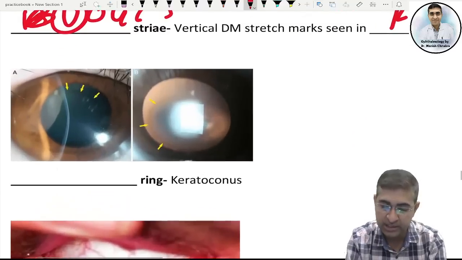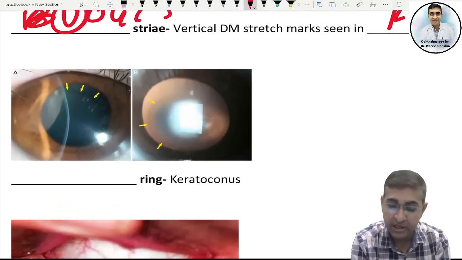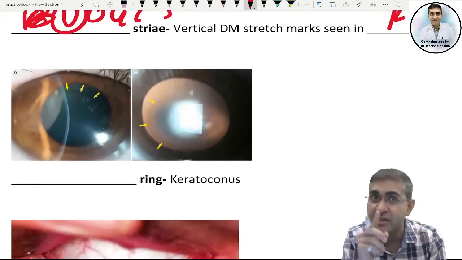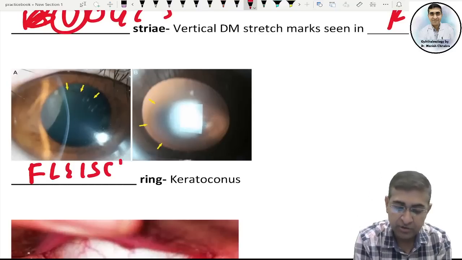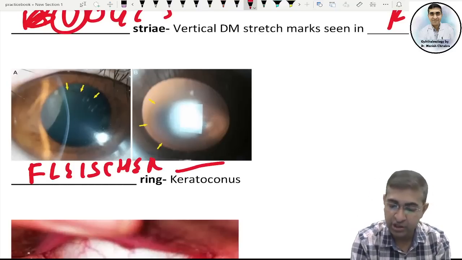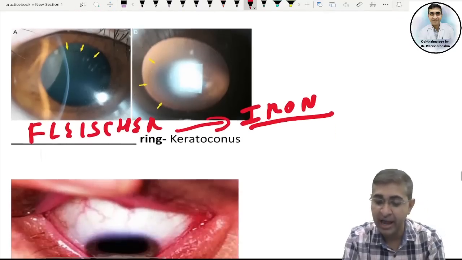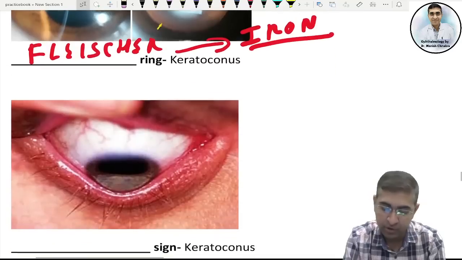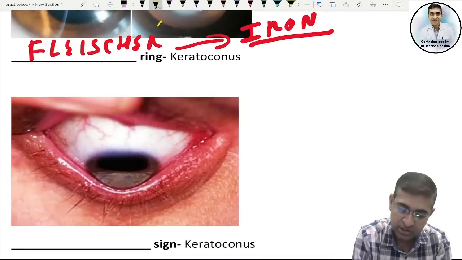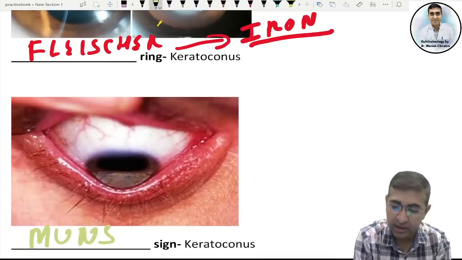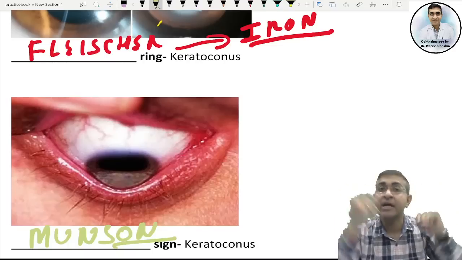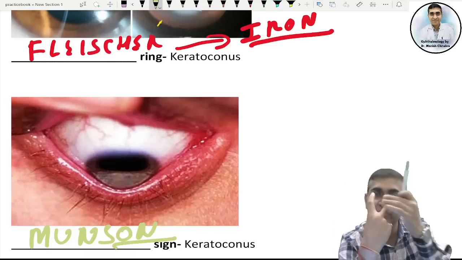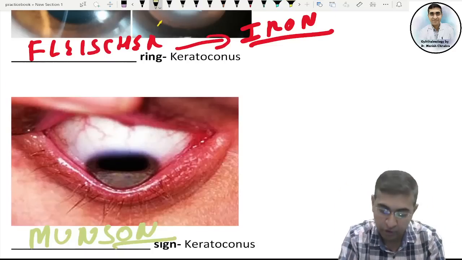In keratoconus as well, you see a particular ring. So remember, KF ring is copper deposition in Descemet's membrane. Here it is Fleischer ring, which is iron deposition on the epithelium of the cornea. What is this sign? This is a typical sign, your Munson sign. It is seen in keratoconus. You ask the patient to look down and the lower lid will attain a V-shaped formation.